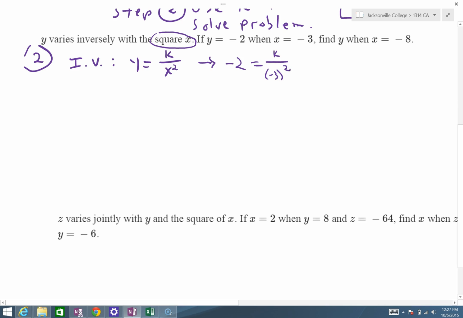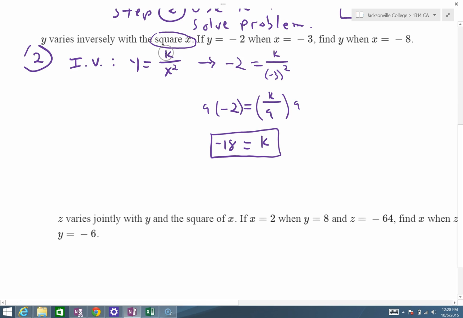All right. Negative 3 squared is 9, so what I have is negative 2 is equal to k over 9. Something divided by 9 is negative 2. Remember, if you have a fraction, simply multiply by that denominator and that gets rid of it. Multiplying by 9 on both sides. Thus, k is negative 18. This is my value for k.